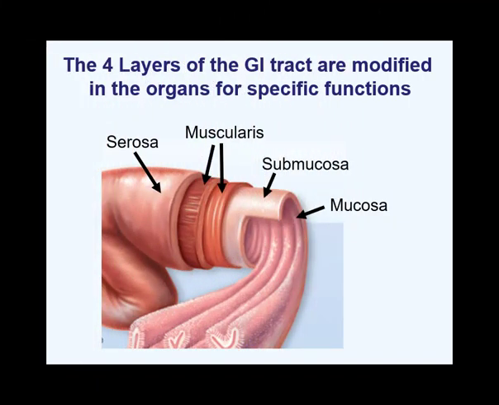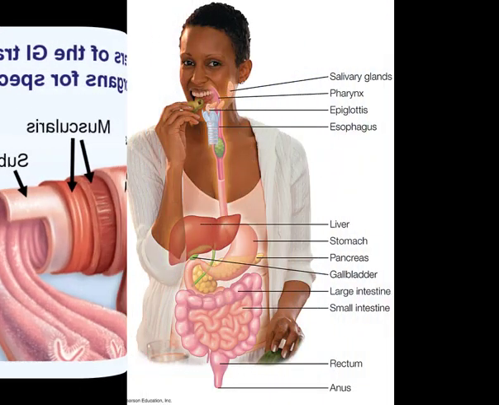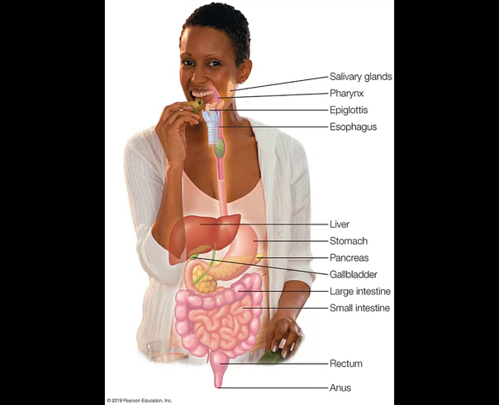The walls of the GI tract itself are composed of 4 layers: the innermost mucosa, submucosa, the muscularis, which helps move food through the tube, and then a protective outer coating called a serosa. Those layers are going to be highly modified depending on the function of the organ. Pay attention to those changes as you're going through the chapter. Let's put some of those organs and processes together.